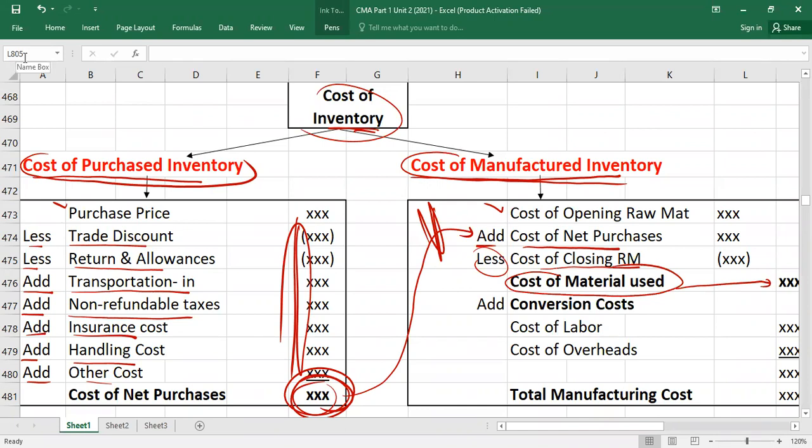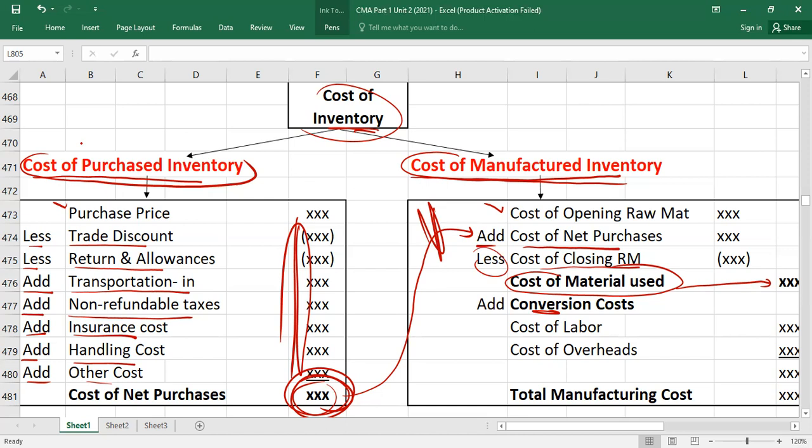Got it? After that, what will you do? Obviously, once you've got the material cost, then you have to add conversion cost. Which cost? Conversion cost. By definition, I'm explaining, these are those costs which we incur to convert the material into finished goods.